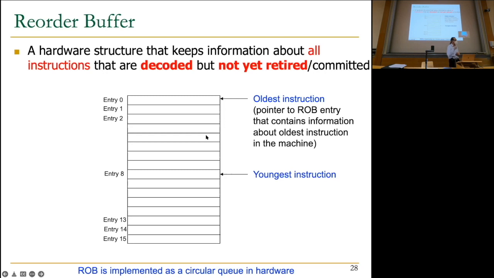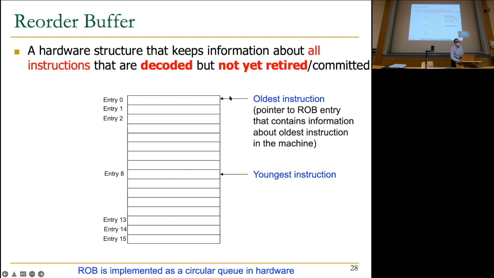Retirement happens also in sequential order. So there's a part of the machine in between that is not in sequential order. And this is what the reorder buffer looks like. As I said, it's a circular queue in hardware. You have some number of entries. It could be 16 entries. Existing systems actually have hundreds of entries.